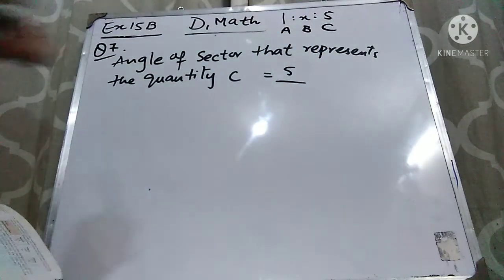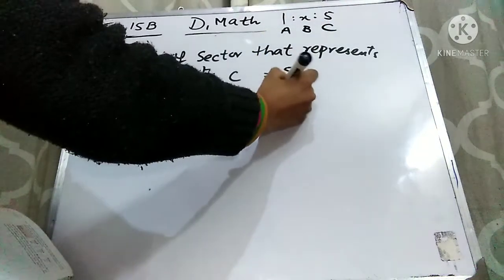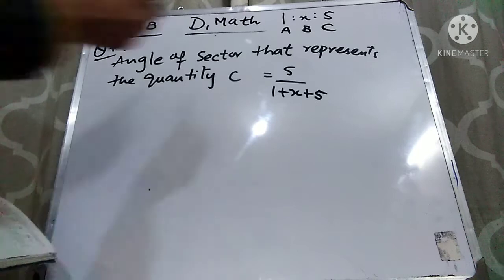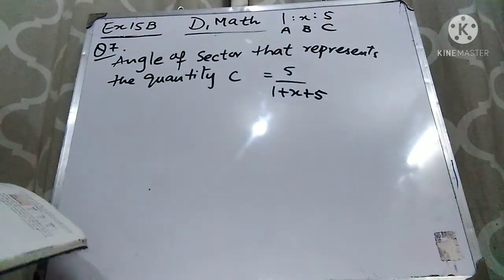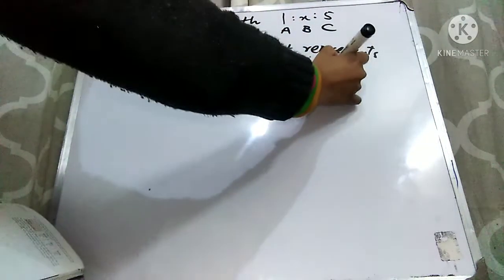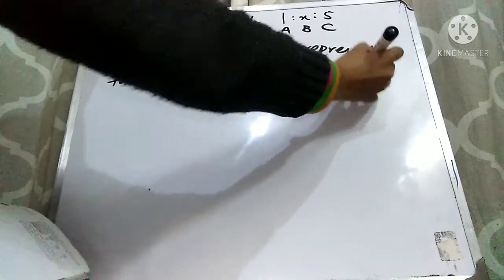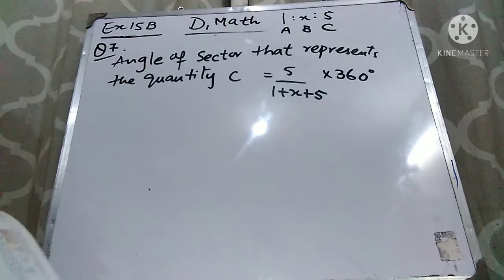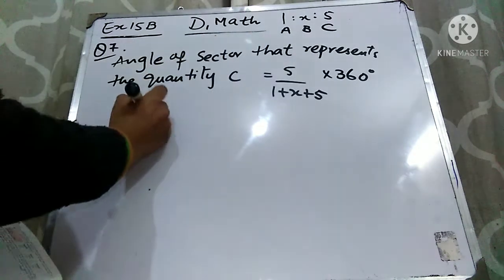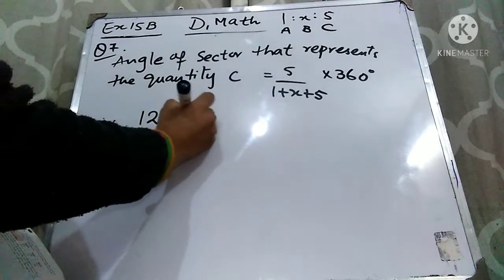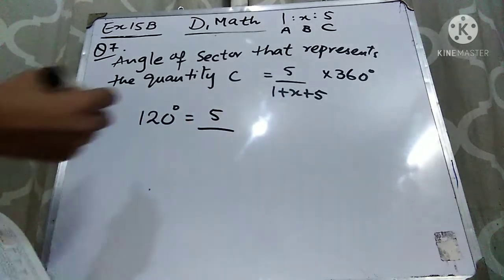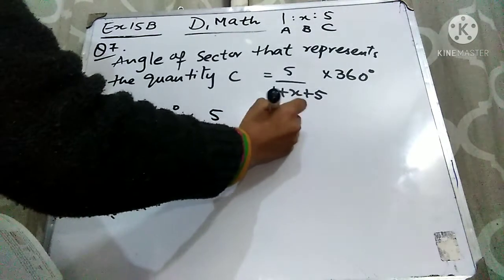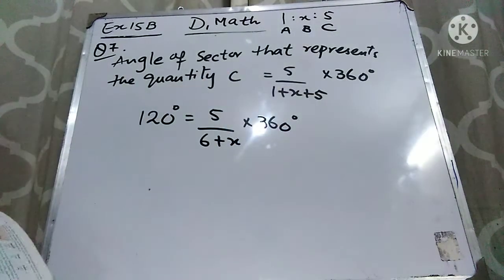You add up all these 3 values to find the total number, and to find the angle of the sector you multiply by 360 degrees. In this question, the angle of the sector that represents the quantity C is given, which is 120 degrees. So in place of this we can write the angle of the sector, 120 degrees, and I will solve the rest. 5 plus 1 is 6, so I get 6 plus X, multiplied by 360 degrees.